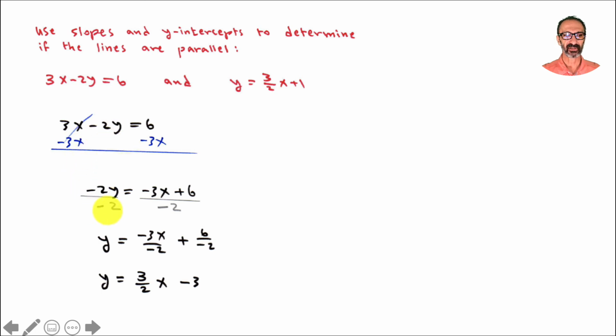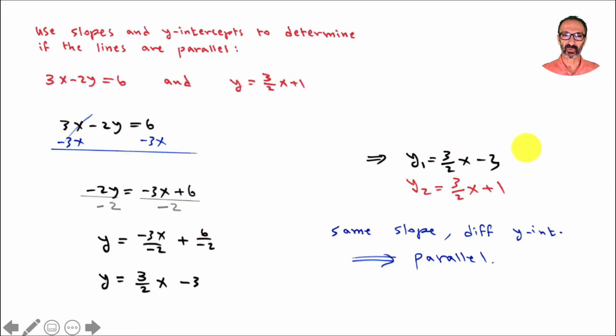After that, I'm going to divide by -2. Of course, here you're going to divide both terms by -2. Simplify, and I get 3 over 2x minus 3. Same slope like the other line. So y1 is 3 over 2x minus 3, which is this one, and this is y2. Same slope, different y-intercept. That means they cross the y-axis at different locations, but they have the same ratio of rise over run, so they are parallel lines.